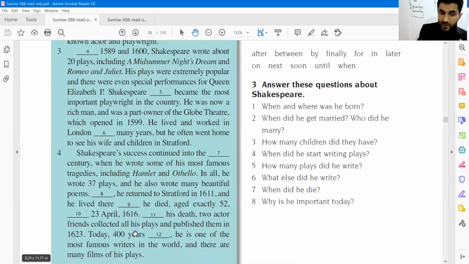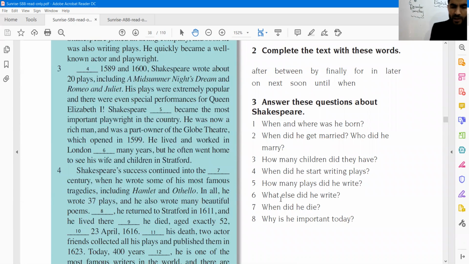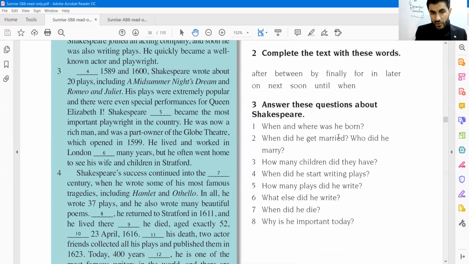Today, 400 years later, after 400 years, he's one of the most famous writers in the world, and there are many films of his plays. He's very famous. Actually, he is the greatest writer and playwright in English literature. So now we're going to answer these questions.